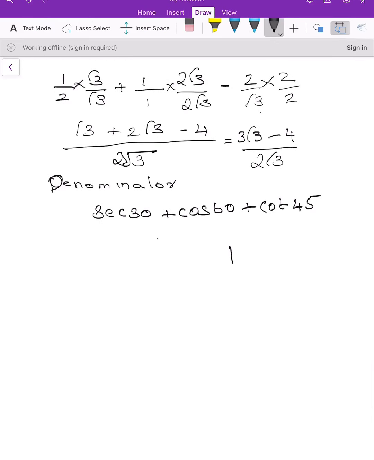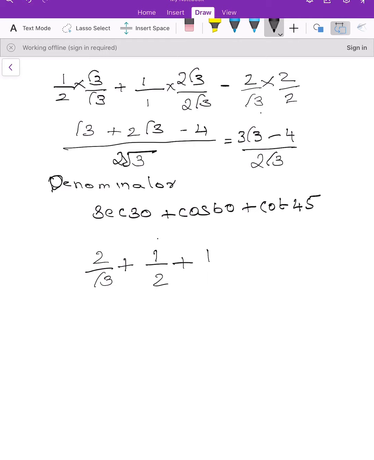I'll solve for my denominator. What is my secant 30? Secant 30 is nothing but 2 by root 3. Cos 60 is 1 by 2. And cot 45 is 1, so I'll write it as 1 by 1.